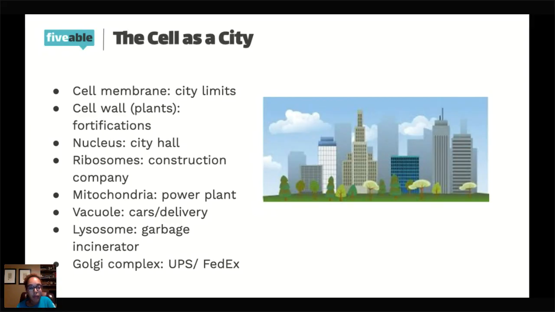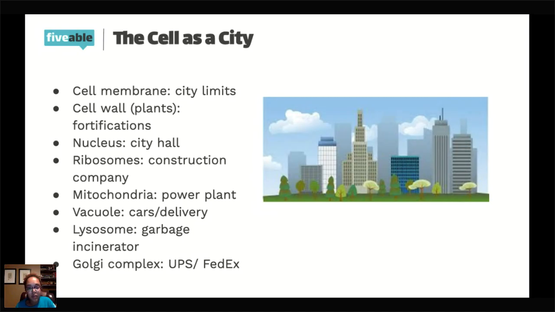And then you have the vacuole, which is pretty much cars or delivery. If you think of the Golgi as UPS or FedEx, the vacuole would be their trucks. So the vacuole is what delivers things, the proteins, to different places. And then you have the lysosome, which would be the garbage incinerator. It takes things that the cell no longer needs, like old cell parts, any type of waste, or any bacteria or microorganisms that could get inside the cell. It has digestive enzymes and it digests them.